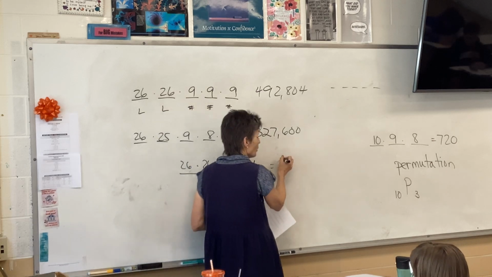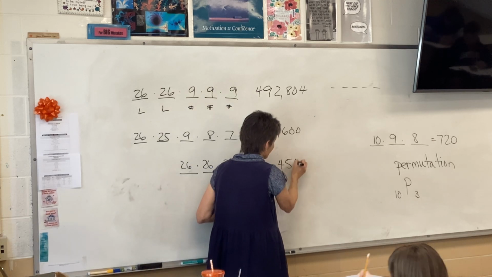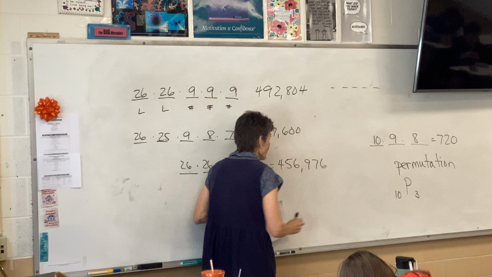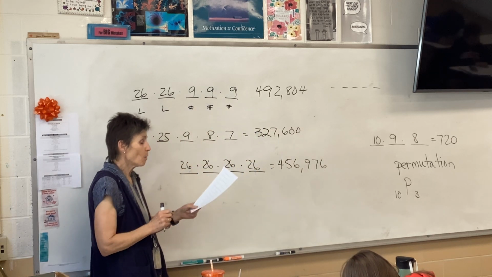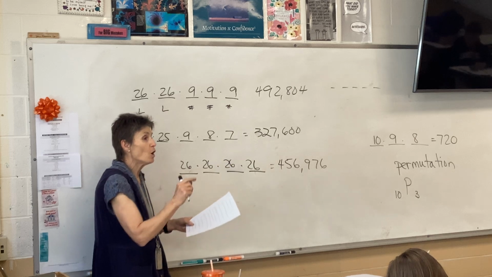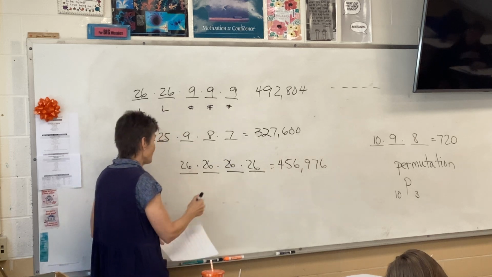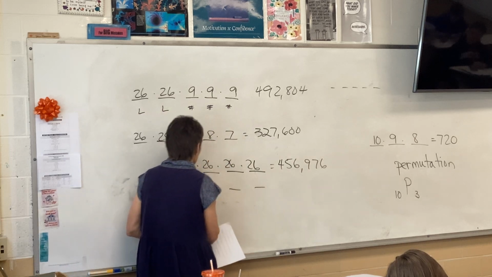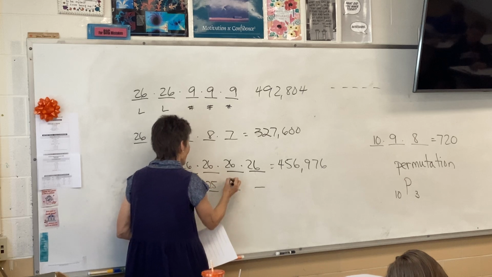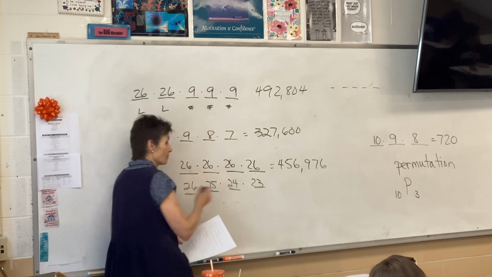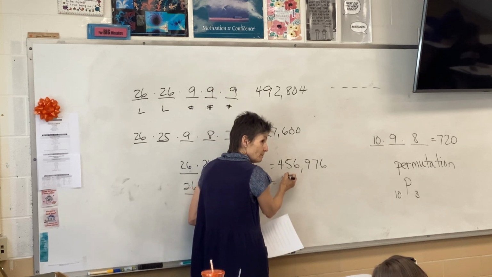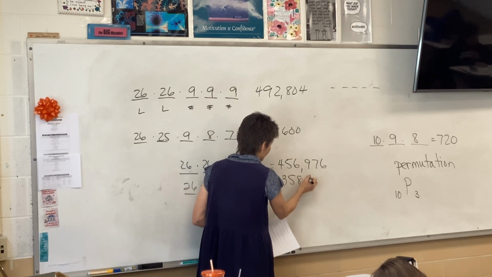So what do you say, Joe? 456,976. All right, there we go. Now, look at question 12. No letter can repeat. So 26, 25, 24, and 23? 358,800. Yeah, that's great.